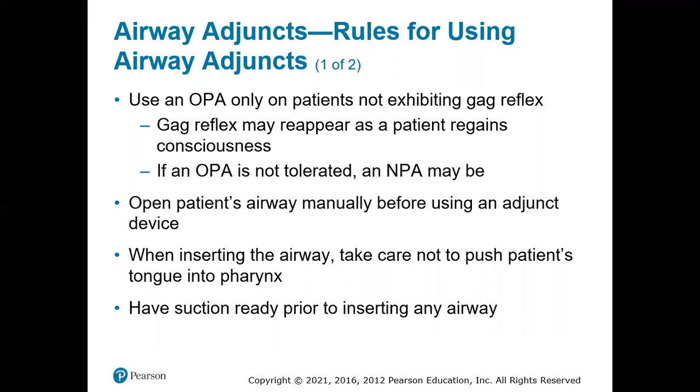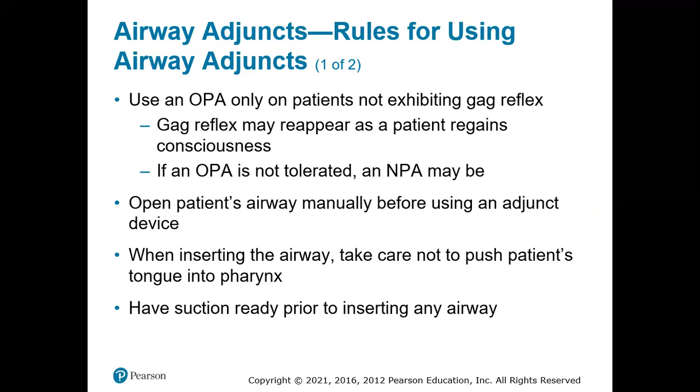The oral airway, or OPA, is only used on patients not having a gag reflex. If they have a gag reflex, so that thing going on when you put it in, you cannot use that airway. If they can't tolerate that, then you're going to use a nasal airway or a nasopharyngeal airway, NPA. So when starting the airway, you've got to be careful not to push the patient's tongue back into the pharynx because you're defeating the purpose of putting one in.